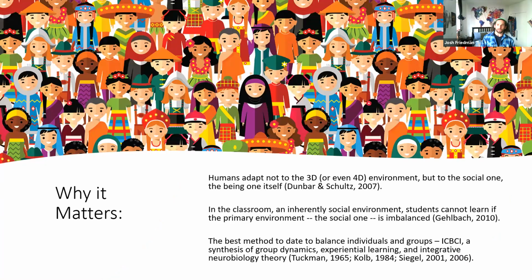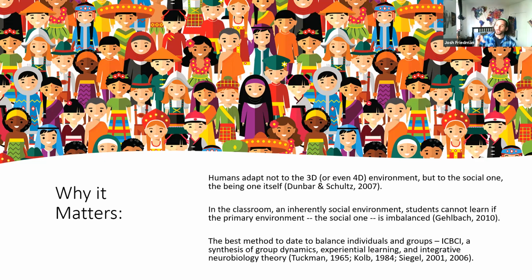So why it matters: humans adapt not to the 3D or even the 4D in time environment, but to the social one, the being one itself, right? We don't have to think about, I need food, I need shelter, I need water. We get all of those things from other people. So how do we adapt to those people, down to the classroom level?